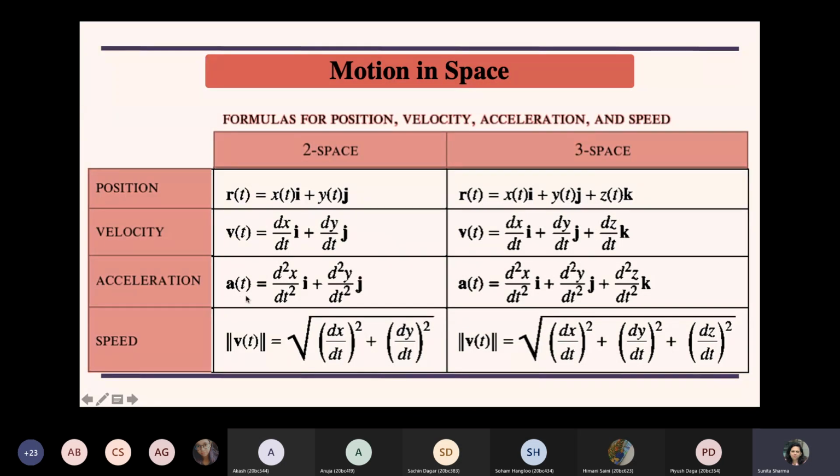And then comes acceleration. Acceleration is how fast the velocity is changing with respect to time. So the second derivative of the position vector, or the first derivative of the velocity vector, is the acceleration. Same for 3D. And then we define the term speed as the magnitude of velocity. The direction of velocity is given by these i and j components, and its magnitude gives us the speed. You know how to find the magnitude of any vector, so we'll use that same formula.